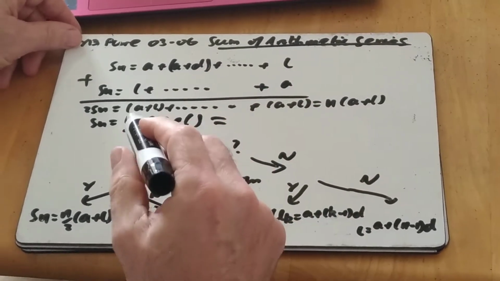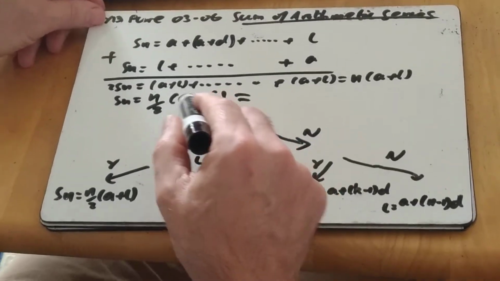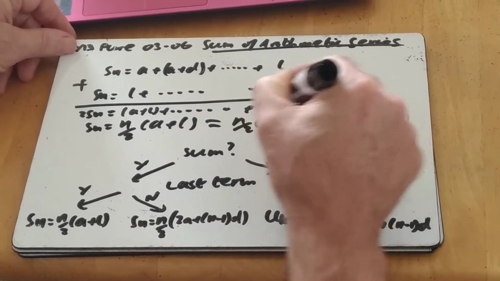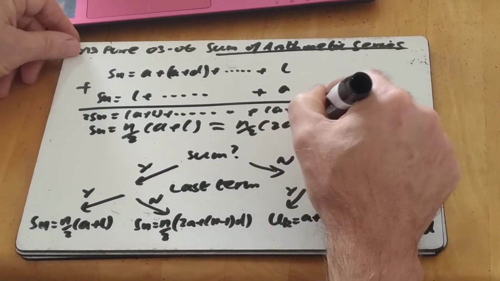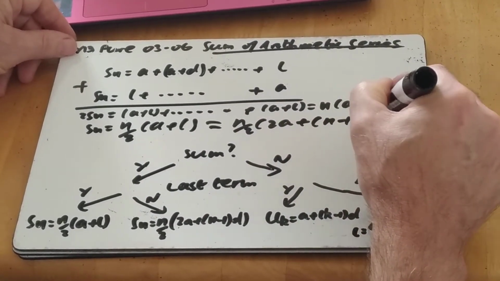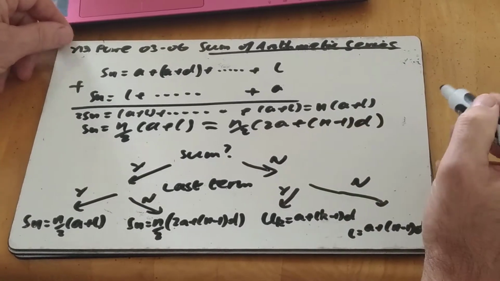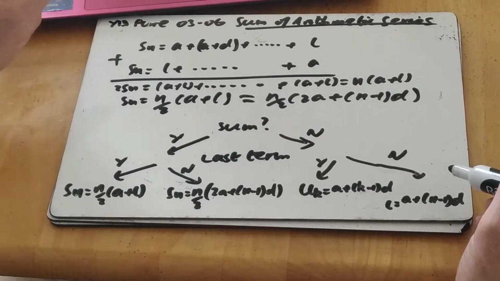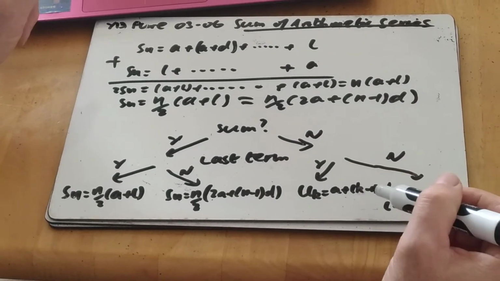Or I can substitute from what I did in the previous video, the last term is a plus n minus 1 d. I can write it as n over 2 times (2a plus n minus 1 d), because I'm adding on to that one there. There we go. Now, all in all then, I've got four formulas. Three are given in the formula book, and my general term that I like to use.